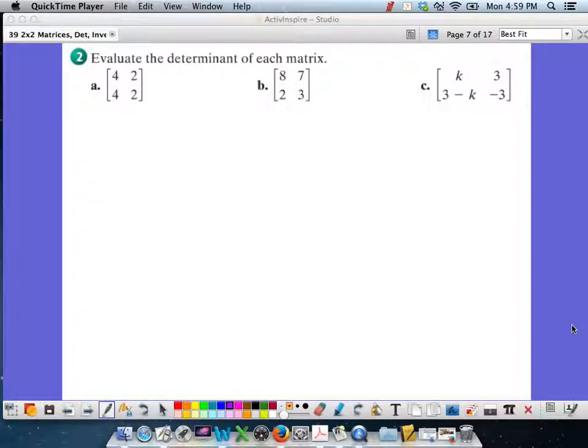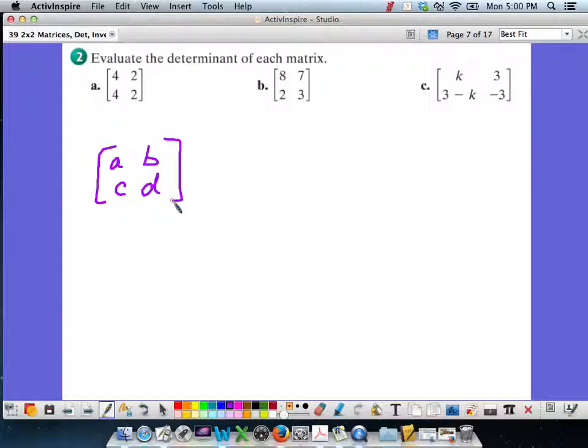I want to go over the process of finding the determinant of a 2 by 2 matrix. The rule is if you have a matrix in the form A, B, C, D, to find that determinant, you're going to multiply A times D, and then you're going to subtract the product of B times C. And that's going to give you the value, or the determinant, of that 2 by 2 matrix.